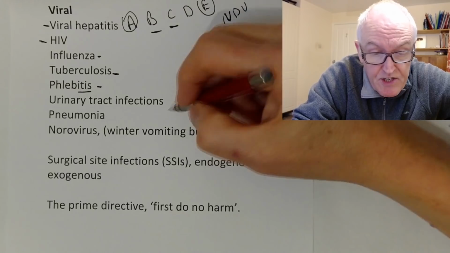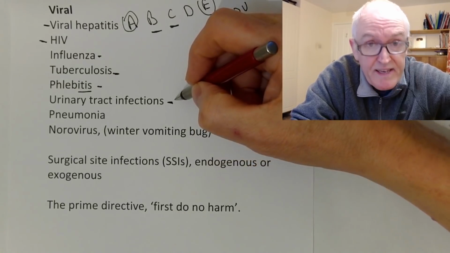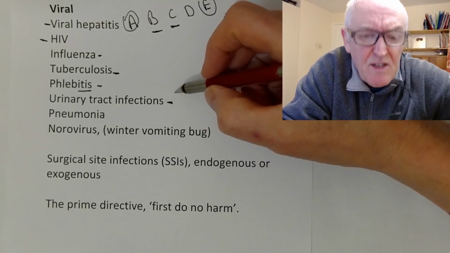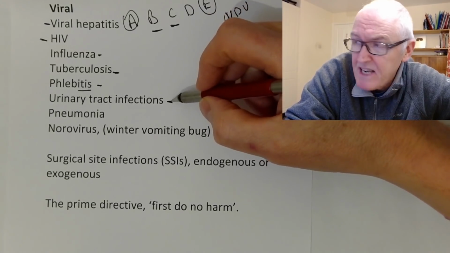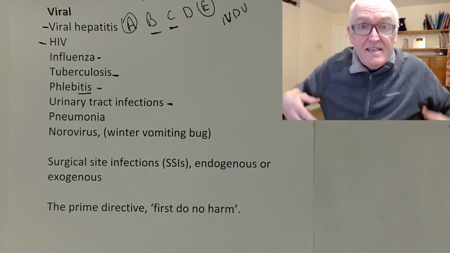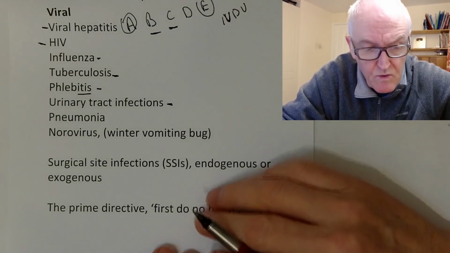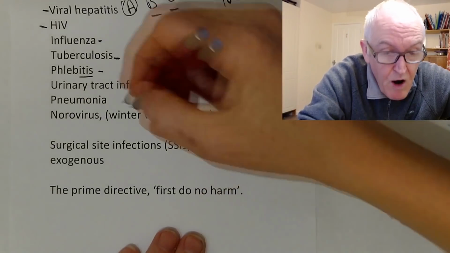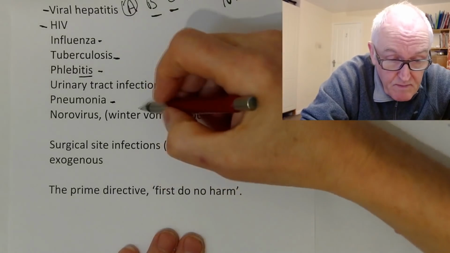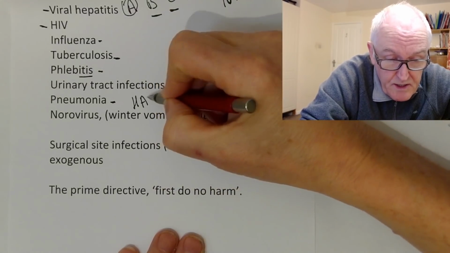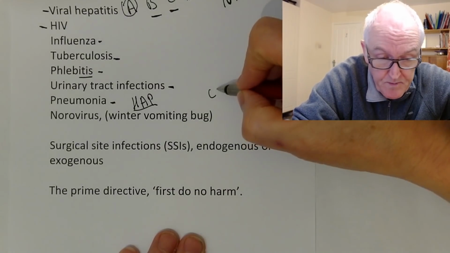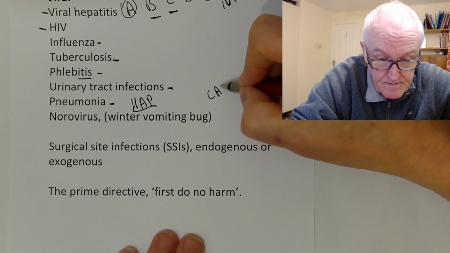Urinary tract infections often ascend up, especially as we catheterise patients. This is why we only catheterise patients now if we absolutely have to, because it causes urinary tract infections. And urinary tract infections, of course, can spread up to the kidneys, causing pyelonephritis, which you don't want to have. Pneumonia can be transmitted. We call it hospital-acquired pneumonia, actually. Hospital-acquired pneumonia, HAP, as opposed to community-acquired pneumonia, CAP.